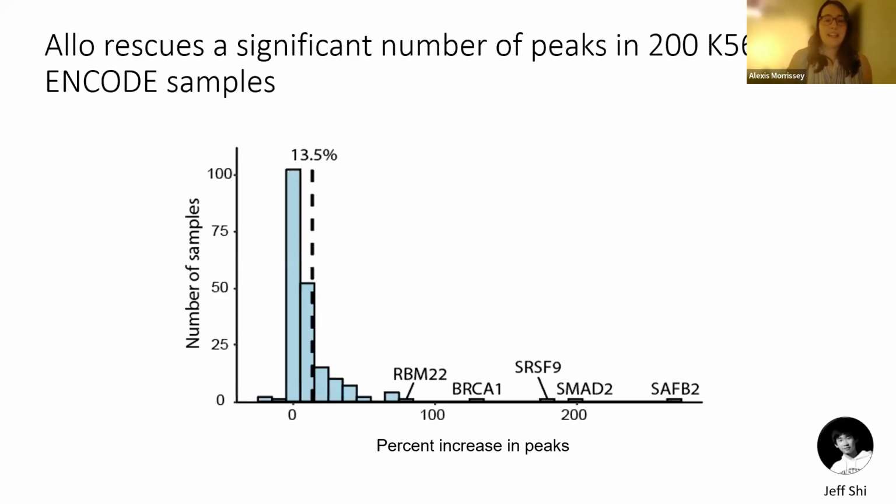So what we did is we took 200 different ENCODE data sets and we analyzed them not just using the uniquely mapped reads, and then using Allo to see how many more reads or how many more peaks we are getting. What's the percent increase? The mean percent increase was actually 13.5%, meaning we're getting 13.5% more peaks. And that's a lot of data that would have otherwise been thrown out that may actually be important.